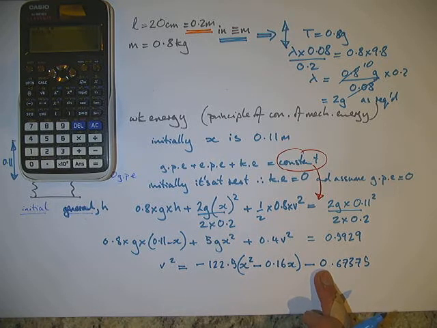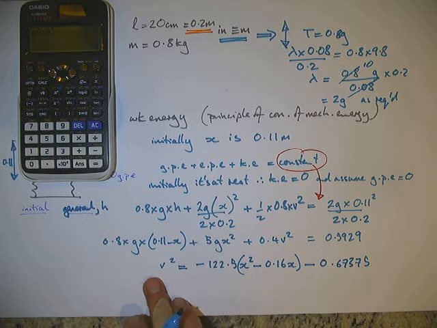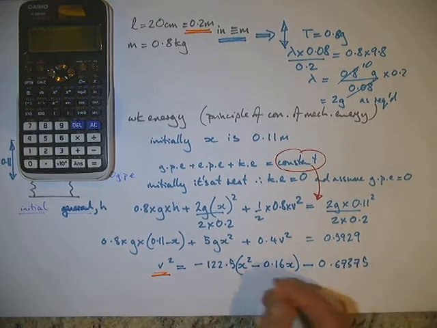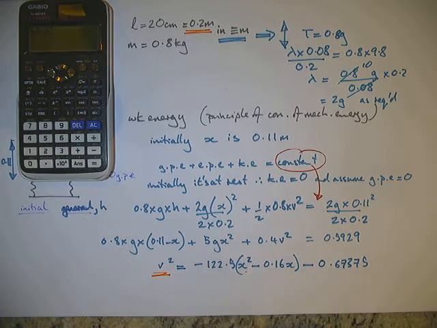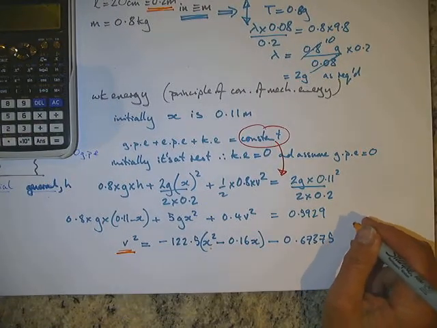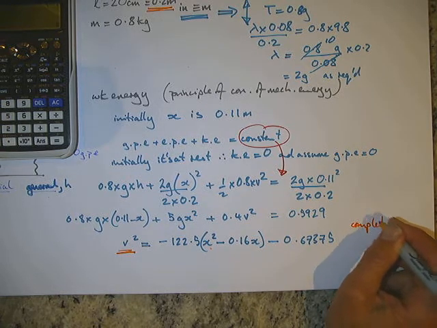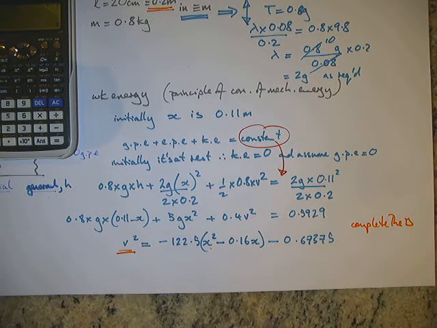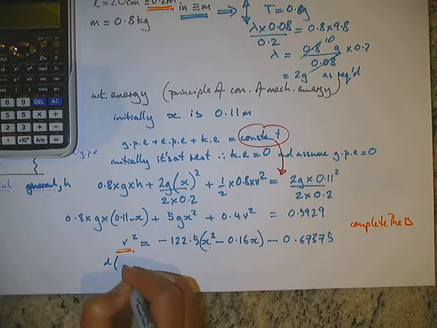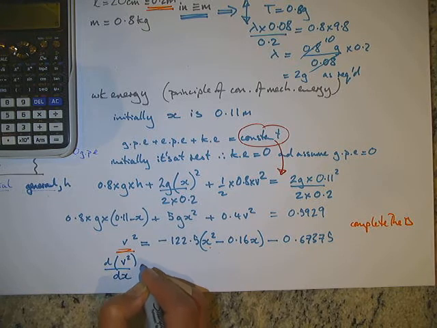Why have they done that? Because, notice we've now got v squared as a quadratic in x. They've chosen to complete the square to find the maximum value. Is there another way to do the same thing? What happens if we differentiate v squared with respect to x?